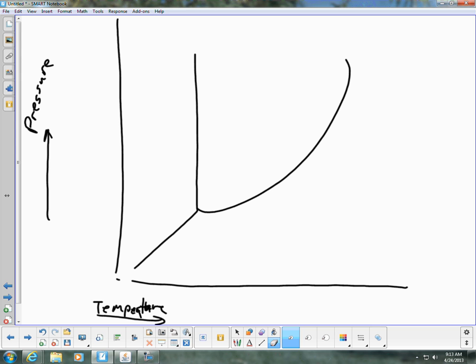Okay. Now, what we're going to do is we're going to label this. So, first up, we need to label the areas. This is a solid area. This is where things are liquid. And this is where things are gas. Now, knowing that, what's this line between solid and liquid going to be? What happens when I go from a solid to a liquid? What am I doing? Melt. So going this way, I'm going to melt.